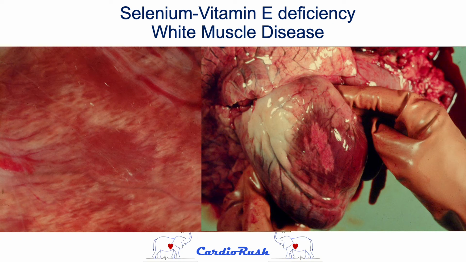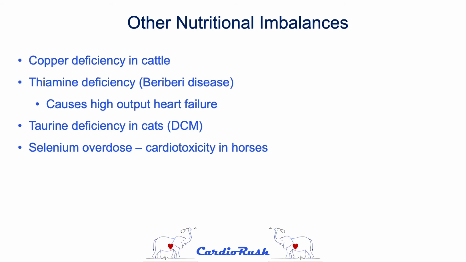Selenium and vitamin E deficiency can lead to a form of myocardial disease, white muscle disease. And a variety of other nutritional imbalances can cause myocardial disease, including one we've already talked about previously, which is taurine deficiency in cats. It's also been identified that selenium overdose given by injection can cause a cardiotoxicity in horses.